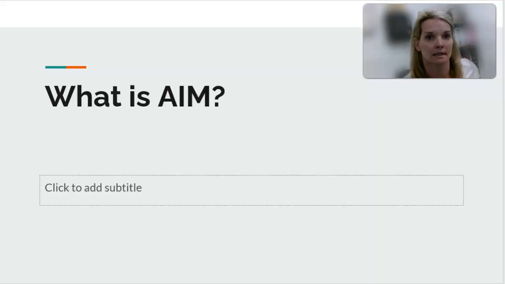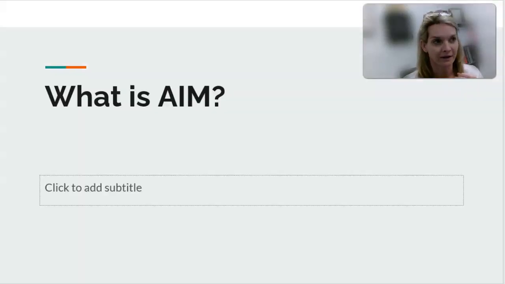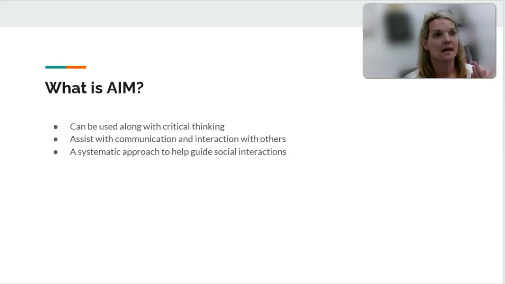So let's take a look at a technique called AIM, which can help you with your critical thinking steps. It gives you a process, and I use AIM all the time. I use it in the workplace. I've used it in my own personal life. AIM is an acronym, and what it stands for is align, inquire, and make a plan. So that's what AIM stands for. It can be used along with critical thinking.